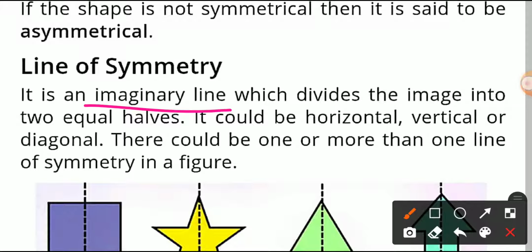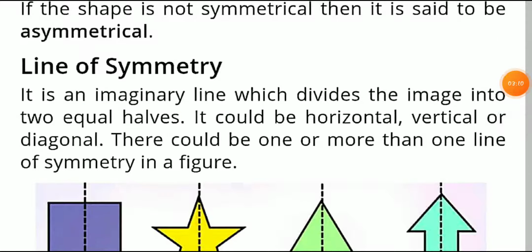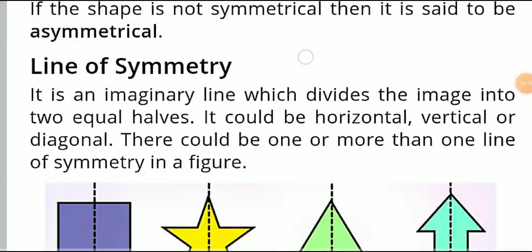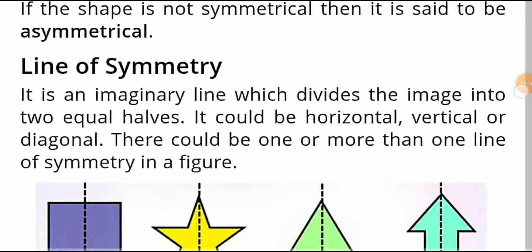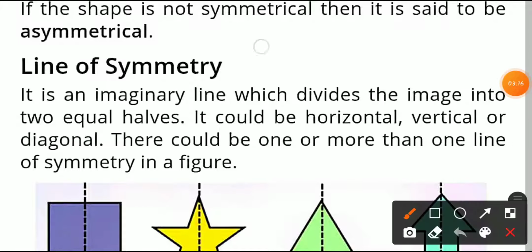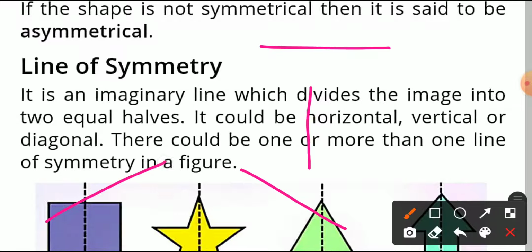Let me show you. Horizontal means such kind of lines. Vertical means this type of lines, and diagonal means from top end to bottom end, or from bottom end to top end, like this. These are diagonals.